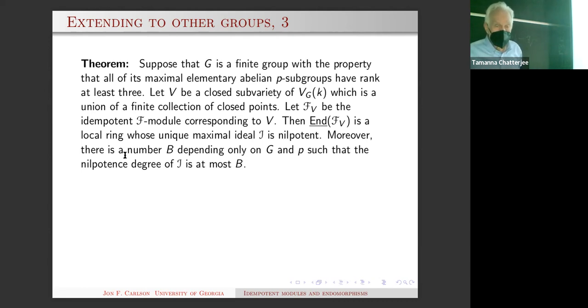Let V be any closed subvariety, or union, or collection of closed sets, a finite collection. Pick an idempotent module. Let FV be the idempotent module. Then this thing is a local ring whose maximal ideal is nilpotent. Okay. Not only that, but we can say something about the nilpotence degree.